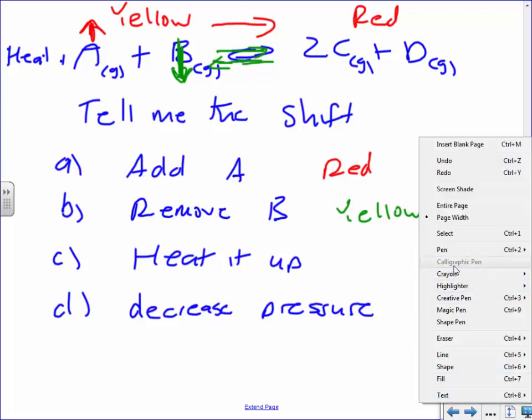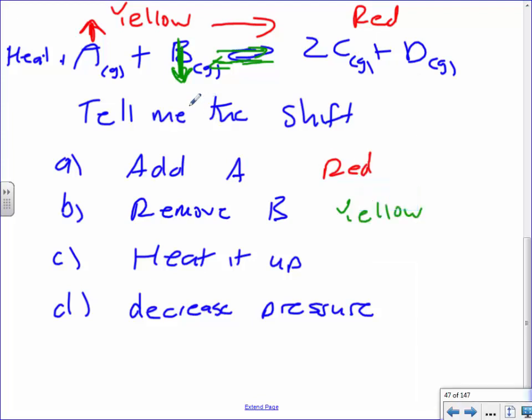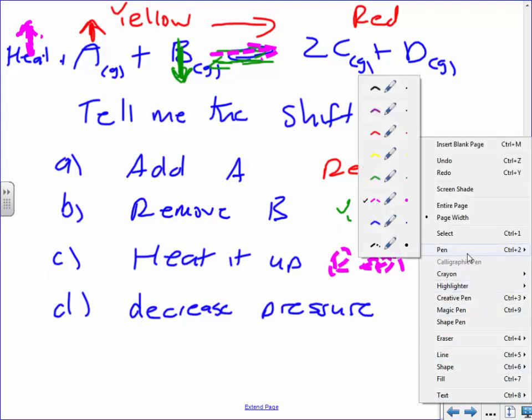What would happen if you heated it up? Well, if you add more heat, it would shift that way. So then you'd get more red color. That's not red, but that looks good.